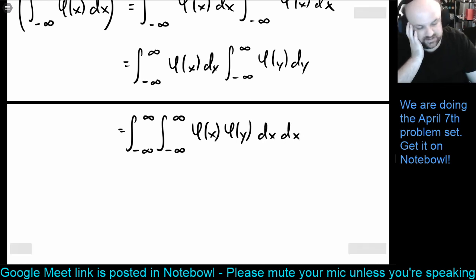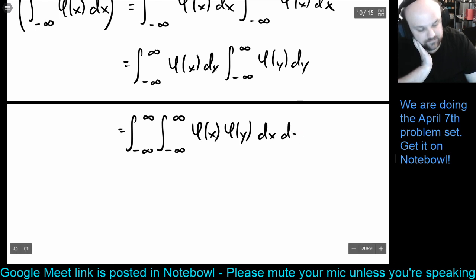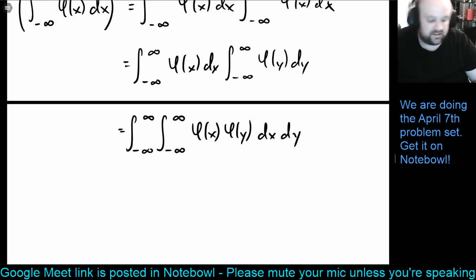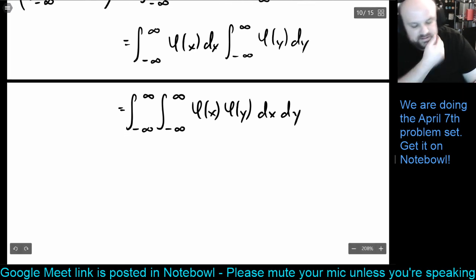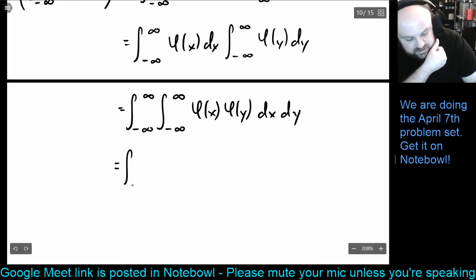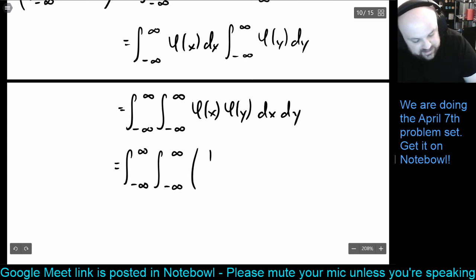Right? Oops, that should say dx dy. Right? I can just combine this together. Because if you think about it, when I do this double integral, these integrals sort of happen separately anyway. Like I can factor out the phi y here. So there's no difference here. All right, so now let's go ahead and multiply those two functions together. All right, so I'm going to replace them with what they actually are now.